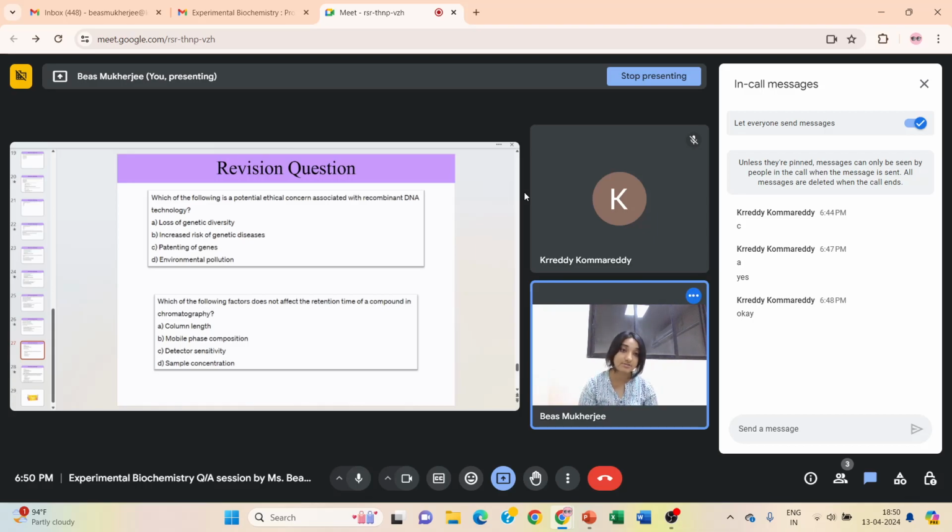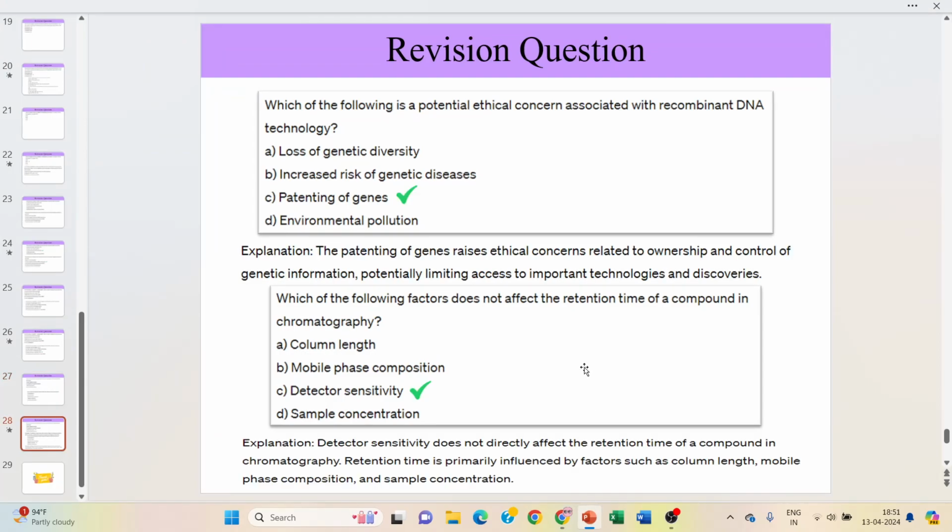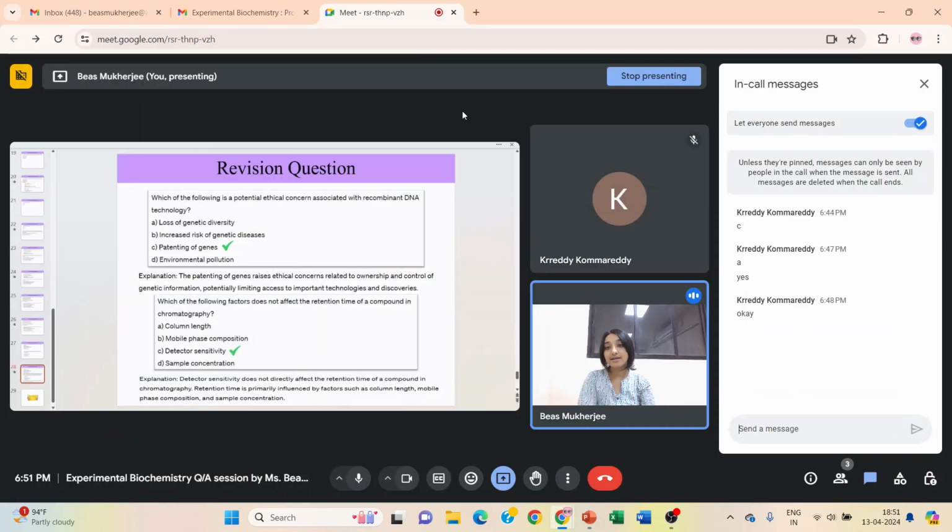Patenting of genes. Yes. So, let's say someone has created a new gene, because novel genes are getting created every single day. If there is a gene created and someone is patenting it, then that is definitely very, very concerning. And what about environmental pollution? Environmental pollution is associated with any discipline, right? So yes, explanation: the patenting of genes raises ethical concern related to the ownership and control of genetic information, potentially limiting access to important technologies and discoveries.